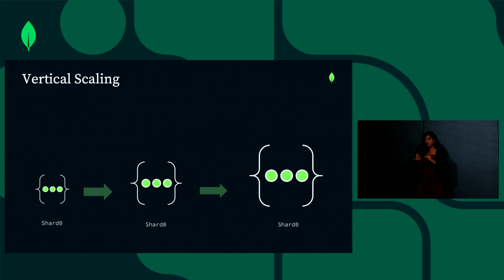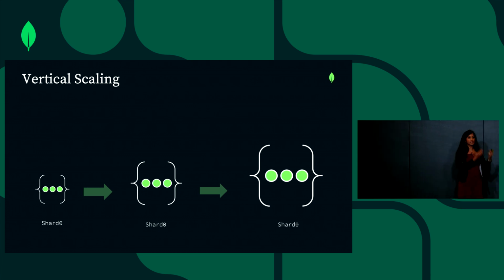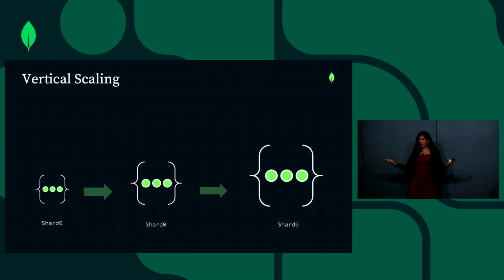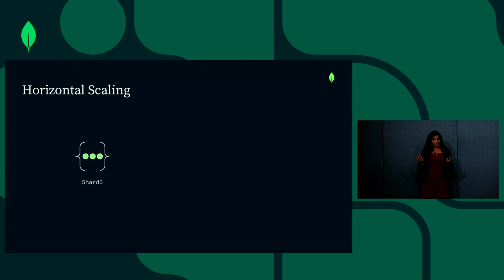And then, of course, you might hit a point where you'll actually hit the physical limits of what a machine can do. So you can no longer fit your data onto the biggest machine available in the market, for example. So what do you do? Then you look into horizontal scaling, or you can look into it from the very beginning, my bread and butter.